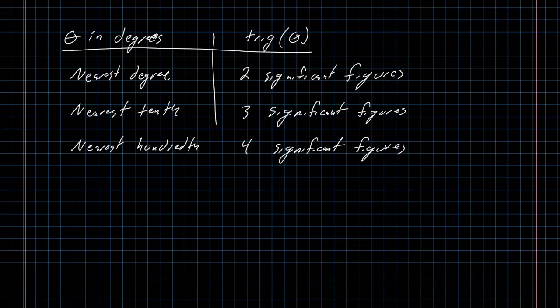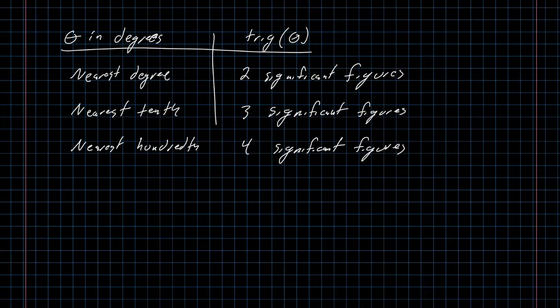And for an angle given in degrees, we start with the nearest whole degree, which gives you two significant figures. And each digit further in precision gives you one more significant figure. So a tenth of a degree gives you a third significant figure, a hundredth of a degree gives you a fourth significant figure, and thousandths of a degree would give you five significant figures, but I've never actually seen that show up in anything involving trigonometry, so I'm not going to worry about it.